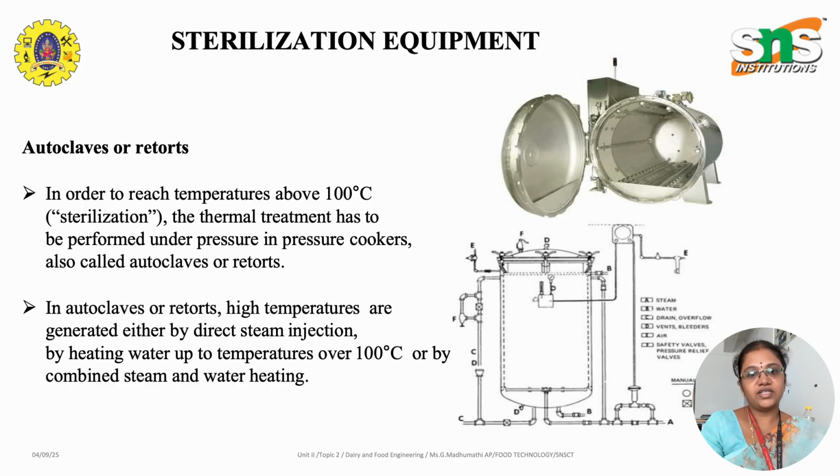High temperatures will be generated either by injecting steam, or by the water along the sides of the autoclave, which starts to boil and creates steam inside, increasing the temperature over 100 degrees Celsius. By the combination of steam and water heating, the sterilization equipment functions.